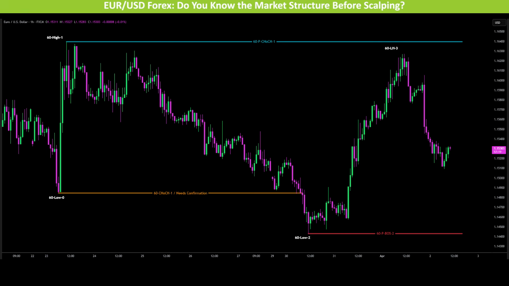consistency. So, when we step back and look at the full picture, what this chart shows is not randomness. It shows a sequence of impulses, corrections, and structural events that build the market narrative step by step.